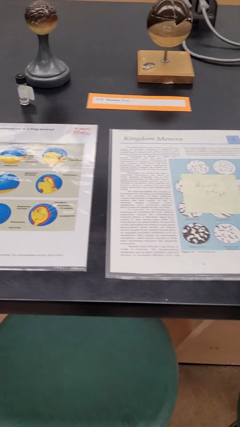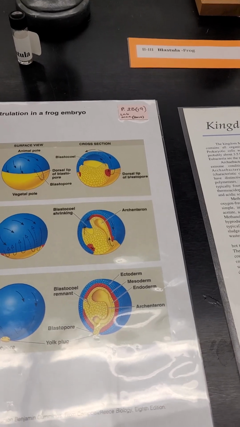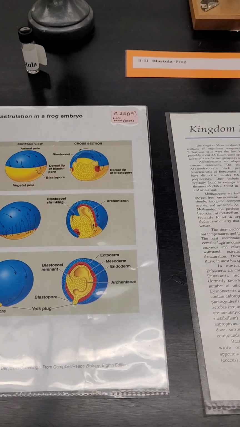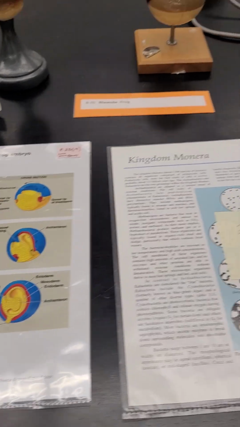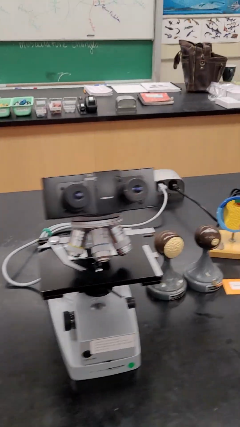The gastrocele, when forming, displaces that internal blastocele, and we differentiate our three germ layers, ectoderm, mesoderm, and endoderm, as we see that involution of the gastrocele. That's all covered in these images here.